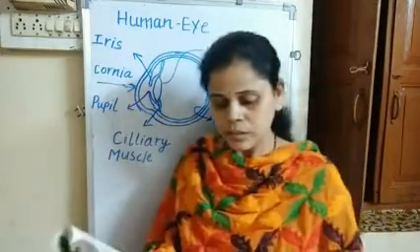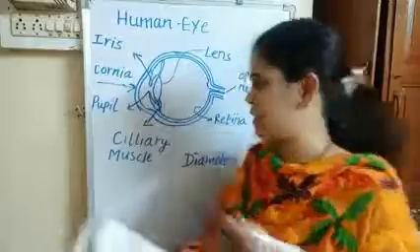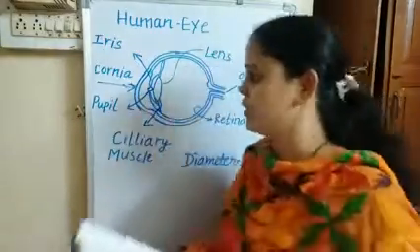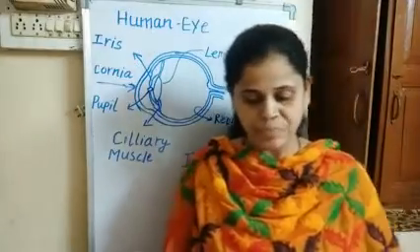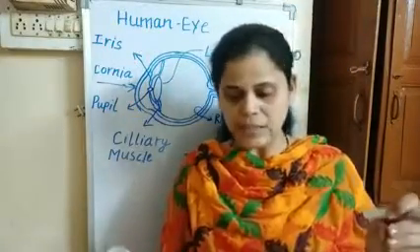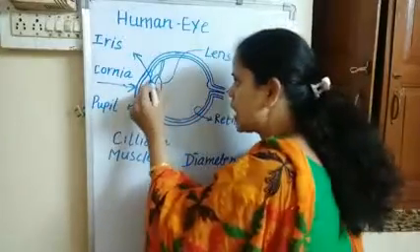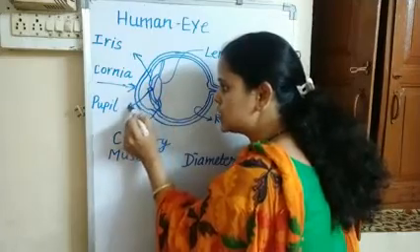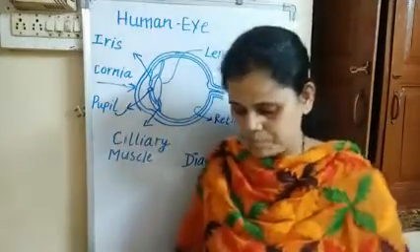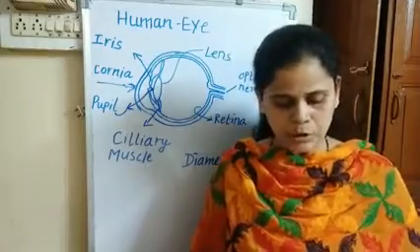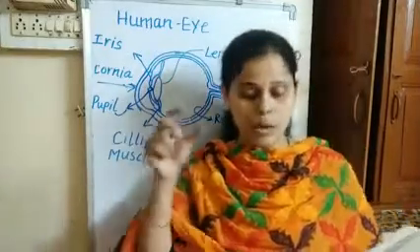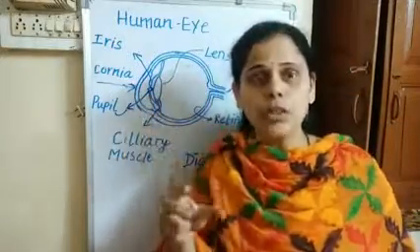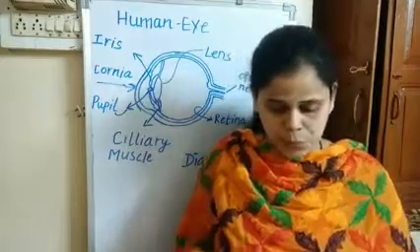Then there is a small hole here. It's called the pupil, a hole of changing diameter at the center of the iris. This is the iris, and at the center of the iris, this small hole is called the pupil. Clear? The pupil controls the amount of light entering the eye. This hole controls the amount of light.